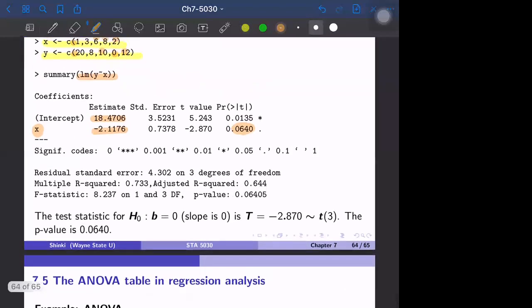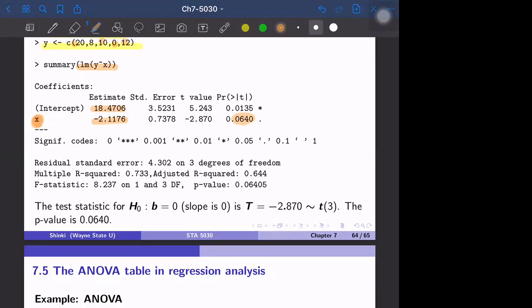At first, in this theory we have two parameters and 3 degrees of freedom here: 5 minus 2, the number of observations minus 2. So we use the t distribution with df 3, and then we can get this p-value.